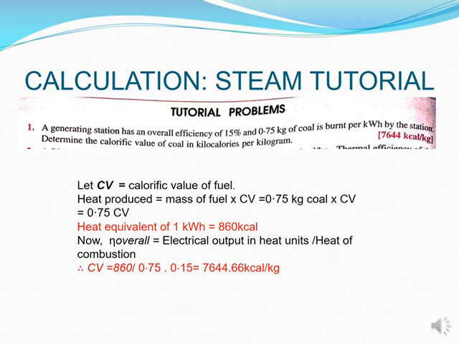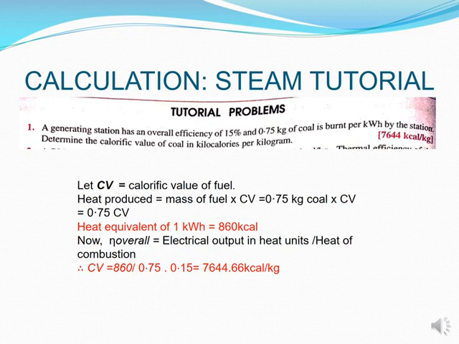The first thing we do, just like in the example that we had, is say CV is the calorific value that we're looking for, because it's too long to write calorific value everywhere. Then we say that our heat produced is equal to the mass of fuel multiplied by our CV value. The mass of fuel has already been given as 0.75, so your heat produced is 0.75 CV. Then we know that the heat equivalent of 1 kilowatt hour, as the coal is burned per kilowatt hour, is equal to 860 kilocalories.